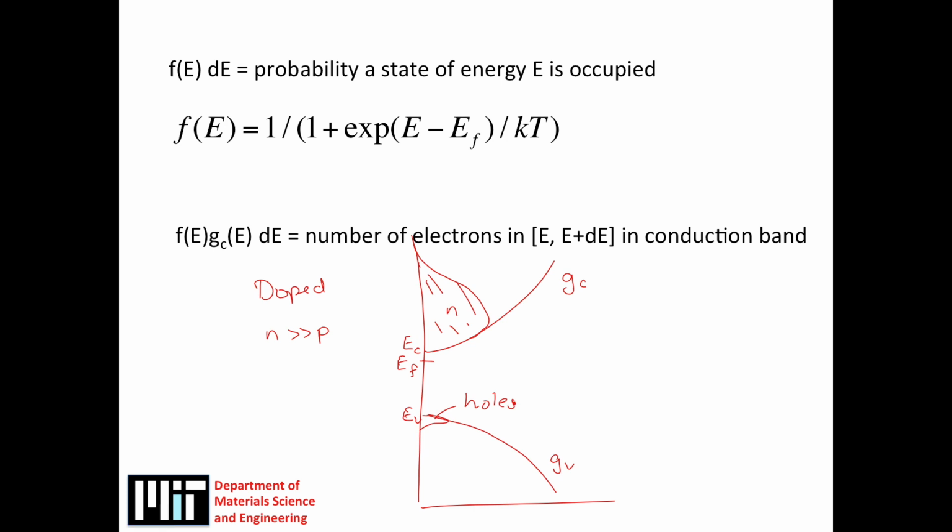So you can see from this simple model that we've got a way of understanding both doped and intrinsic semiconductors, and also understanding what effect the difference in effective masses has on the distribution of these carriers.